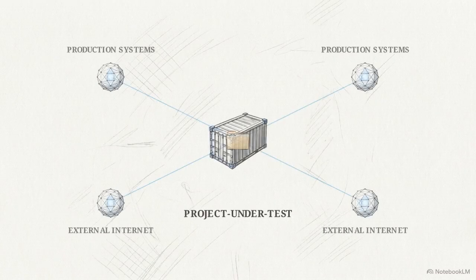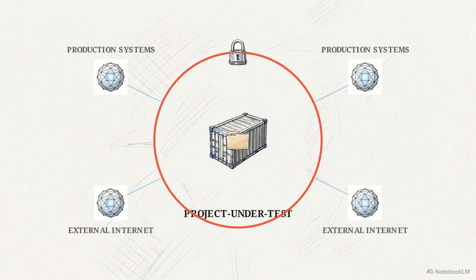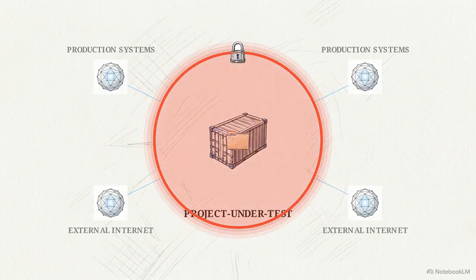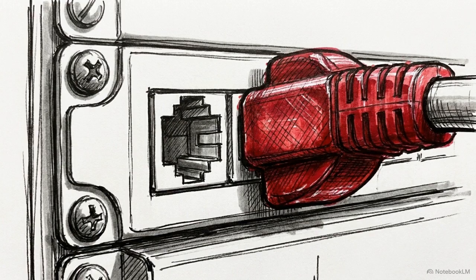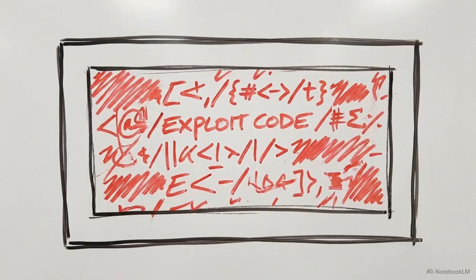This diagram maps out the first architectural step: isolation. We place the project under test inside a closed-loop sandbox container with a strict firewall, completely cut off from external networks and production environments. This isolation is non-negotiable. The goal of this agent is to write and execute untrusted exploit code. If it succeeds, you do not want that code accessing the open internet or your actual systems.